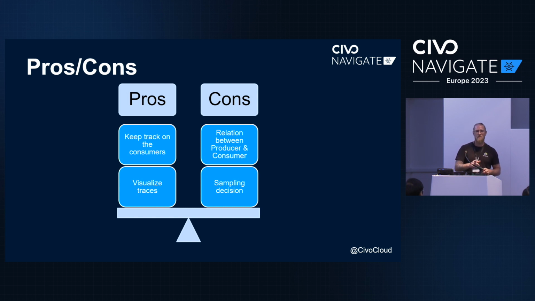The other big downside is sampling decisions. This is why I mentioned sampling. If your publisher trace has been sampled, but your consumer has not been sampled, you will have a link to nothing. So that will have some negative impact.